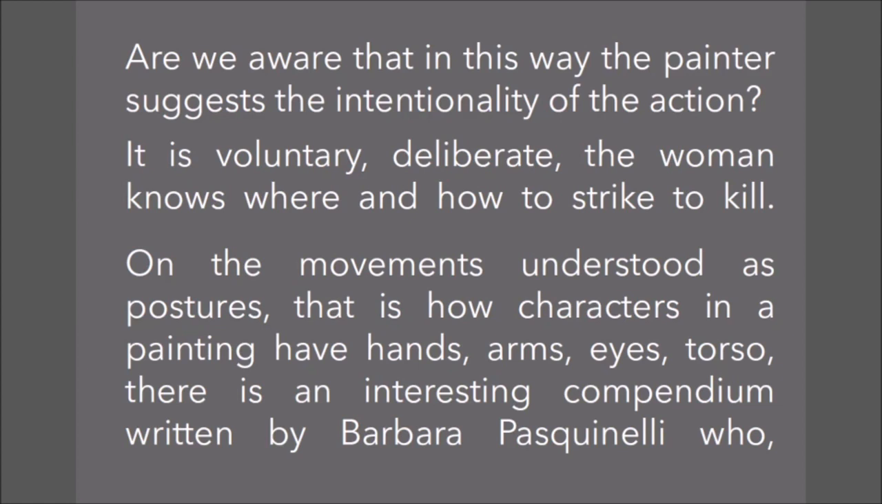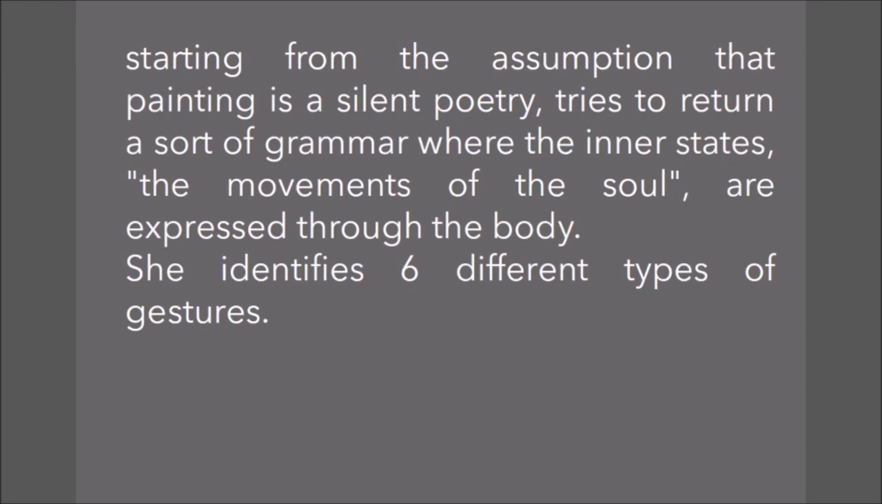On the movements understood as postures, that is, how characters in a painting have hands, arms, eyes, torso, there is an interesting compendium written by Barbara Pasquinelli, who, starting from the assumption that painting is a silent poetry, tries to return a sort of grammar where the inner states, the movements of the soul, are expressed through the body. She identifies 6 different types of gestures.